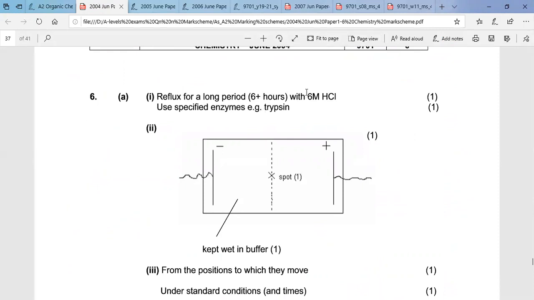Okay, so two things are heat and of course your acid. Okay, not alkaline, acid, trypsin. Remember, trypsin works very well in low pH, like in the stomach, so it's acidic.